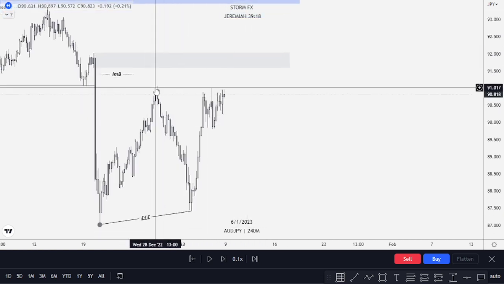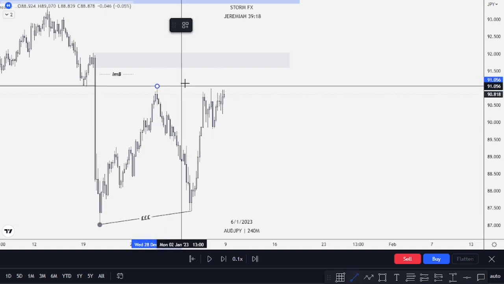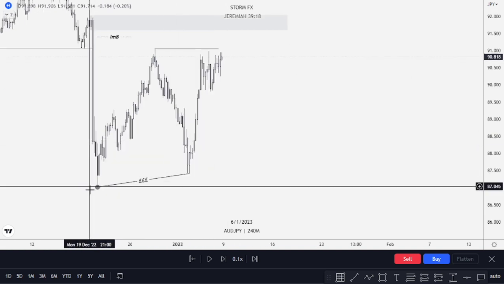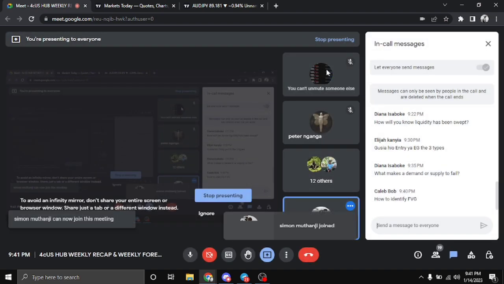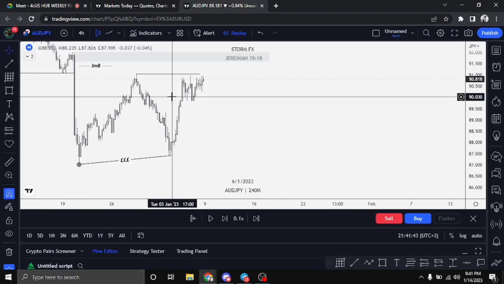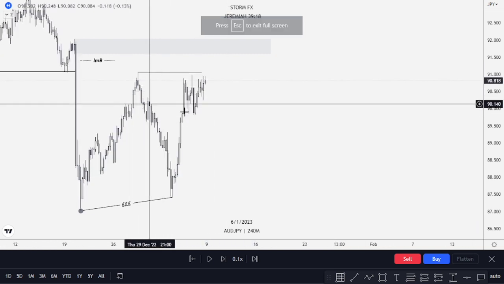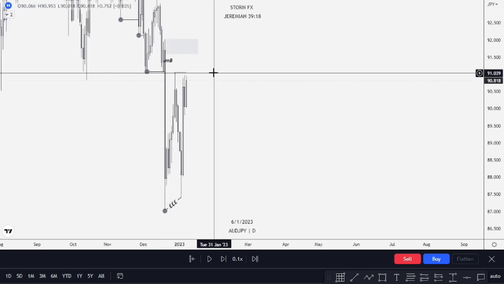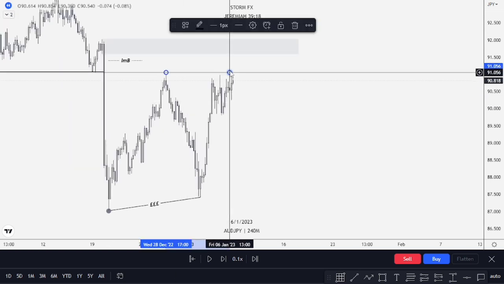This was early sellers. These were early sellers. They had sold early. How do you know they were early sellers? You see, it failed to take out the low. Okay, so early sellers entered here. It had filled the daily supply, but for me I had seen it was early sellers, so the daily is that one, but for me it was early sellers, and so I still waited.